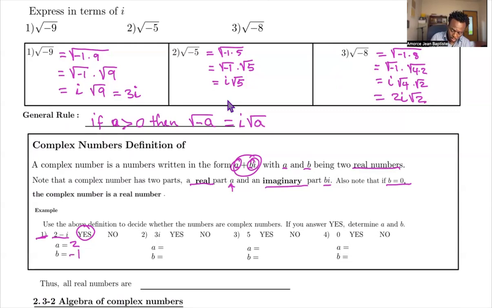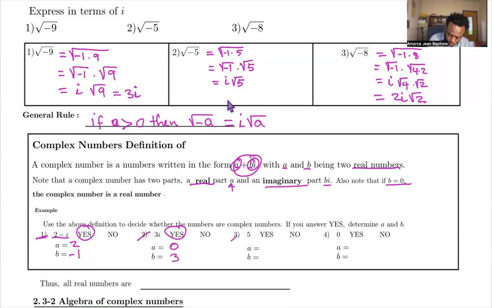Next, the second problem: 3i. Is that a complex number or not? You're thinking your answer should be yes. What is a? a would be the real part. If you don't see it, that means it's 0. And then the imaginary part, which is the coefficient of i, here is 3.